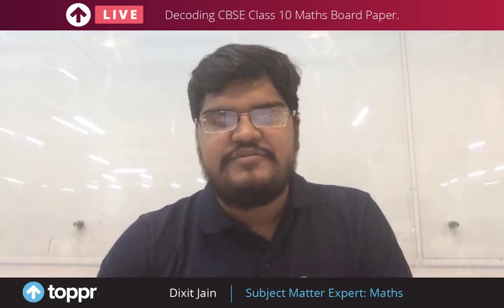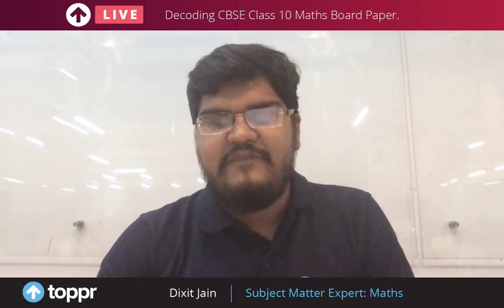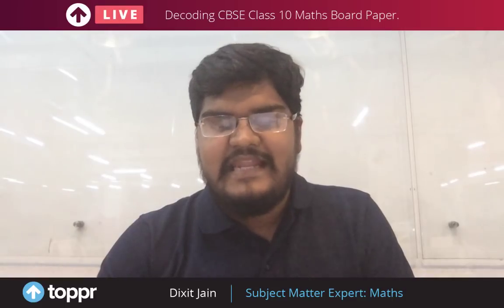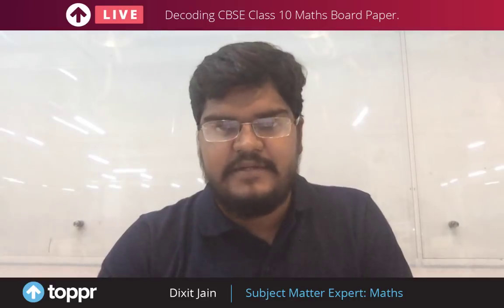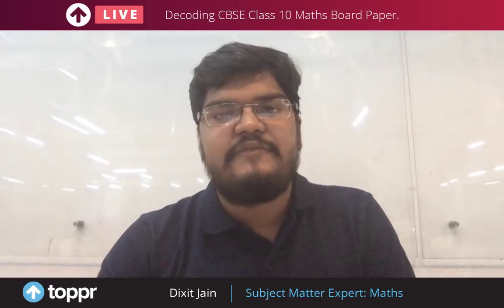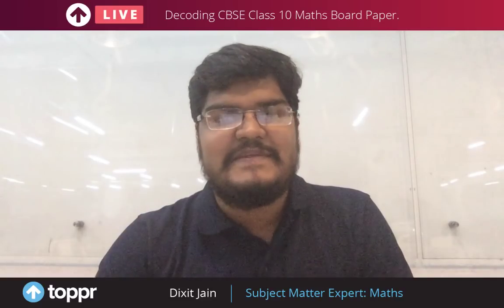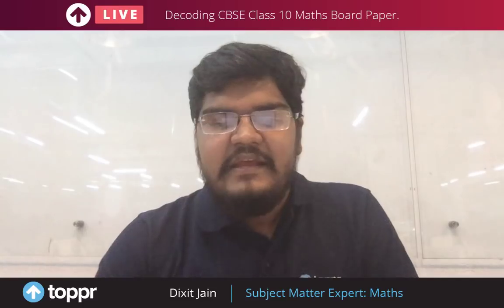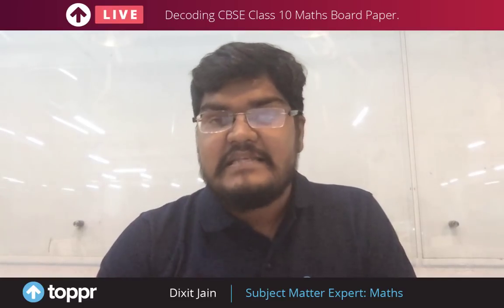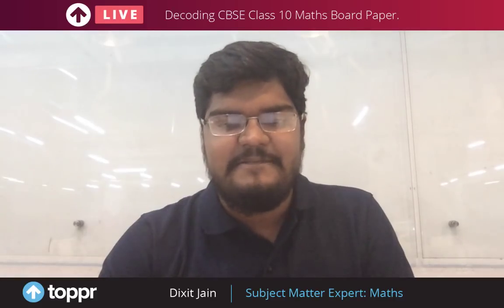Then introduction to trigonometry: last year we had no questions from this chapter, but this time 11 marks were dedicated to it. Again I'm saying 11 because there was an extra 3 mark question from this chapter. Some applications of trigonometry: last year there were 8 marks of questions, but this time only one question of 4 marks. Circles: last year 16 marks of questions came, but this time only one question of 3 marks.